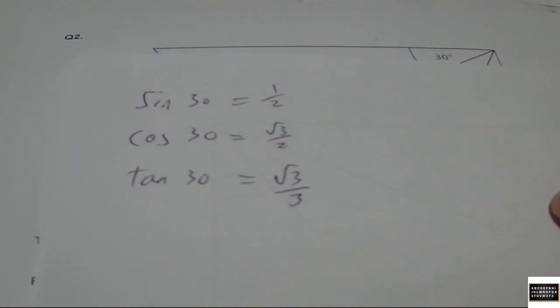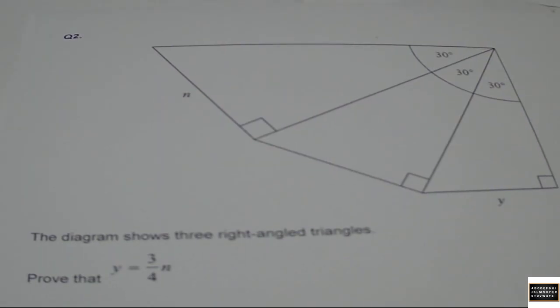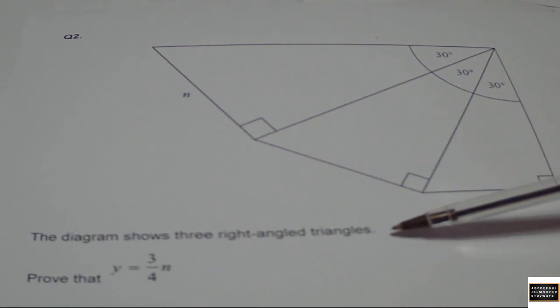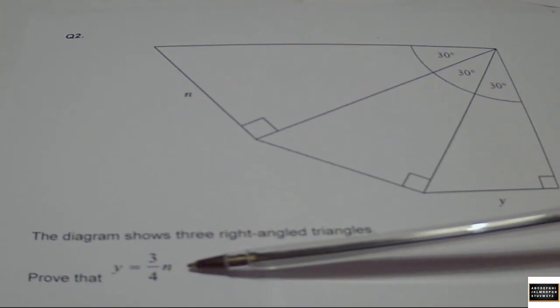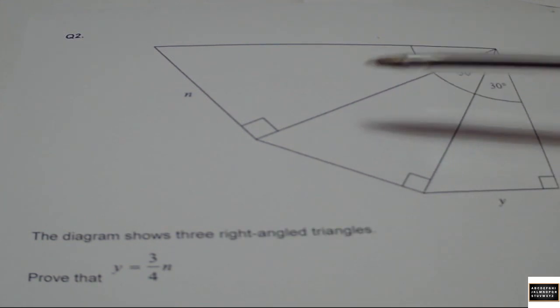Now this particular question came up in a non-calculator exam, so this is something you're going to need to remember off the top of your head, and this relationship you're going to find here is very complex. It's quite a difficult question to do if you don't remember your facts from earlier. Now, this says here, the diagram shows 3 right-angled triangles. So we're in right-angled trigonometry mode. It says prove that y equals 3/4 of n.